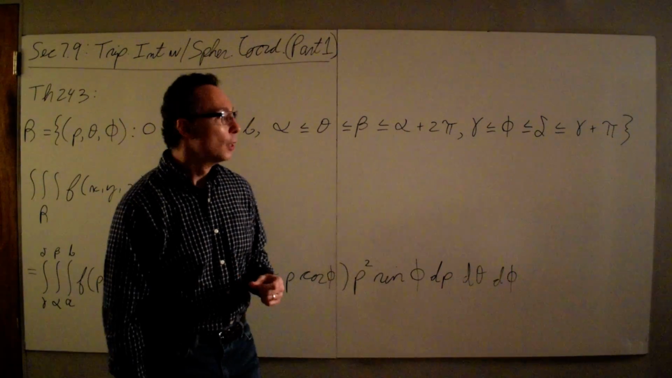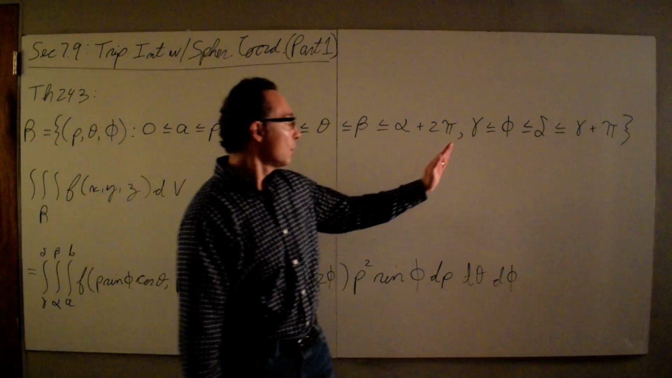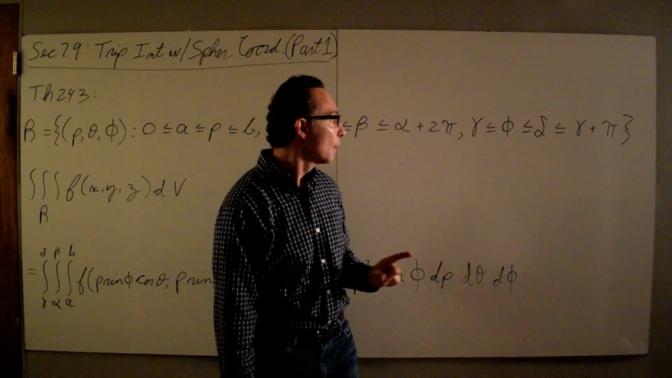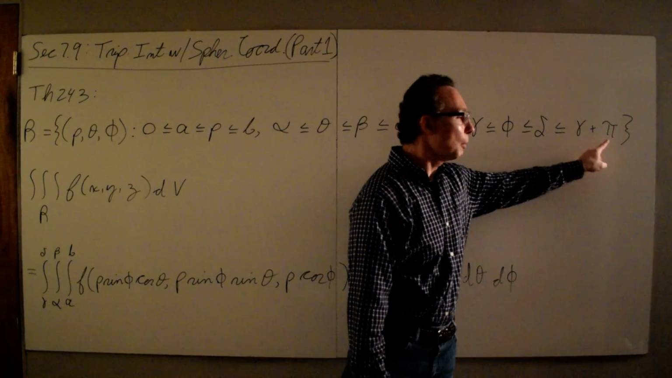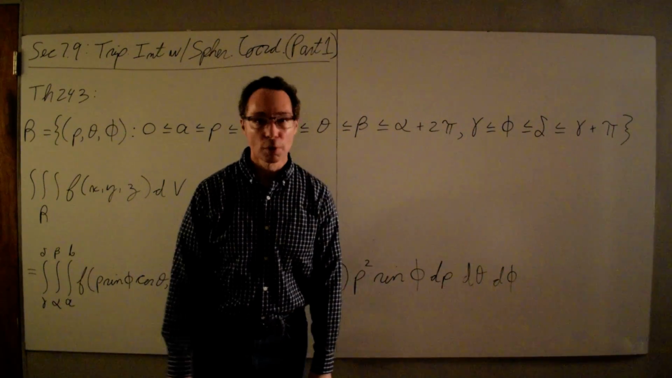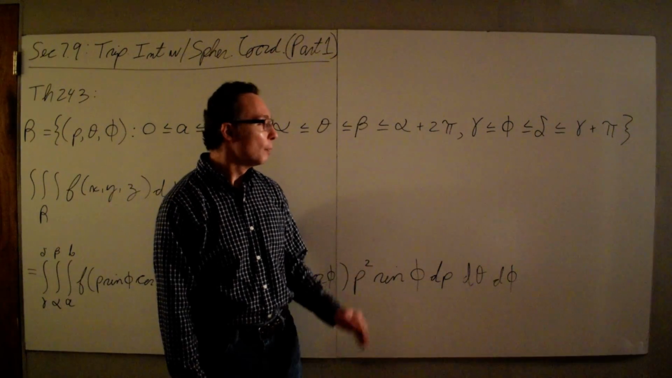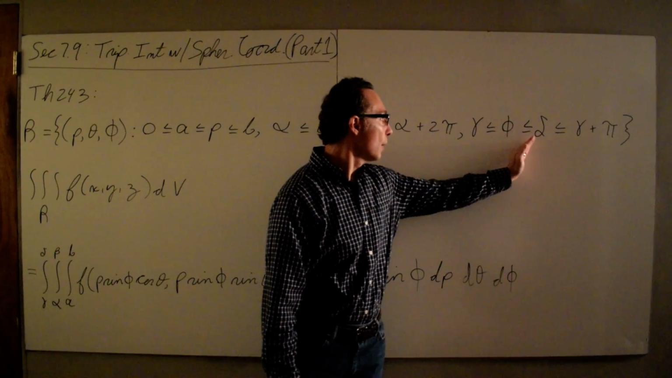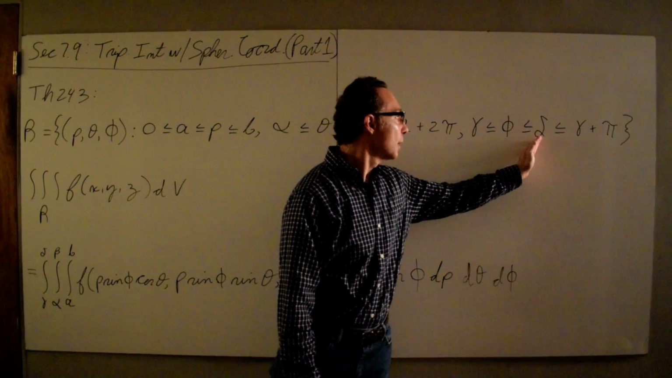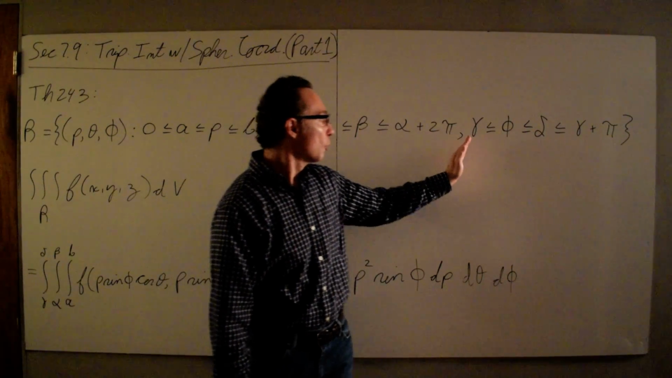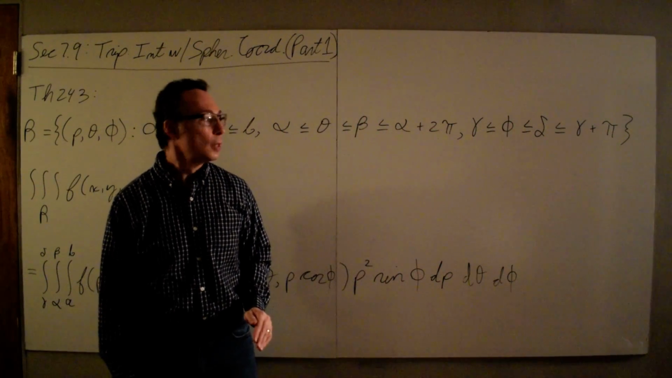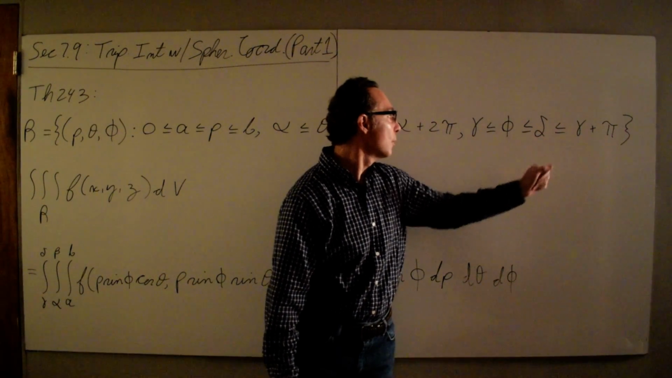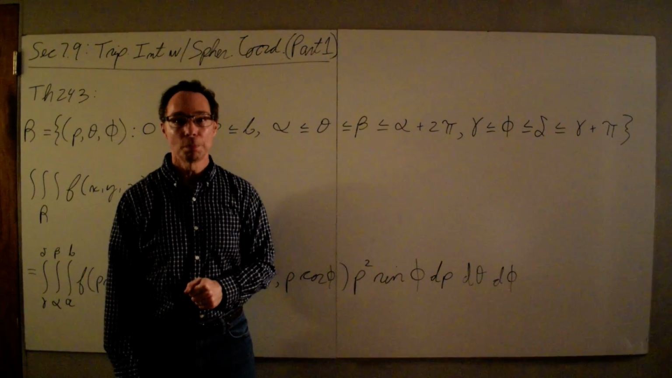A similar thing for our phi. So we have gamma less than or equal to phi, less than or equal to delta, but we want delta to be less than or equal to gamma plus pi. Because remember, in spherical coordinates, our phi was between 0 and pi. And so we don't want our phi to range too much. So we don't want the range from gamma to delta to be too large. So that's why delta has to be less than or equal to gamma plus pi.